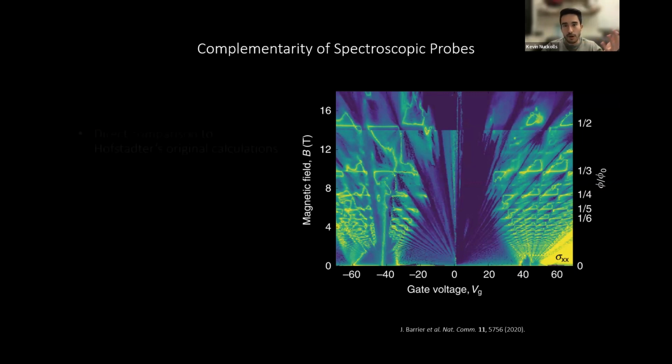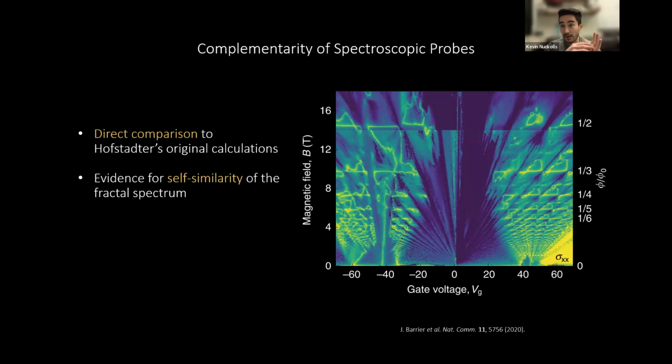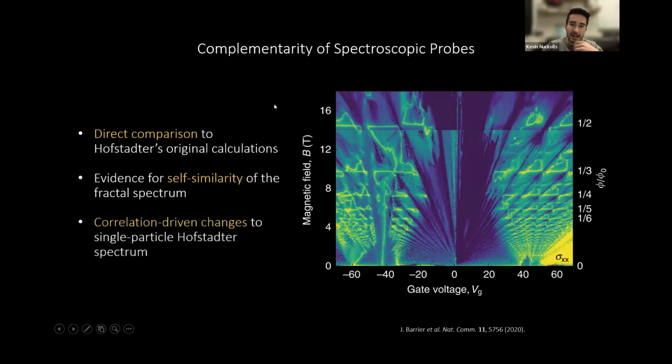So with a spectroscopic probe, we would want to be able to make direct comparisons to Hofstadter's original calculations. Hofstadter predicted a fractal energy spectrum, and so we want to be able to visualize that structure directly. With spectroscopic measurements of the fractal energy spectrum, we might be able to provide some direct evidence for self-similarity of that fractal energy spectrum. And I mentioned at the top of this talk, but I'll reiterate, that spectroscopic tools are really fantastic at being able to identify the presence and the type of correlation effects that modify single particle band structures. And so we'll want to see how correlation effects modify the Hofstadter spectrum in this material.